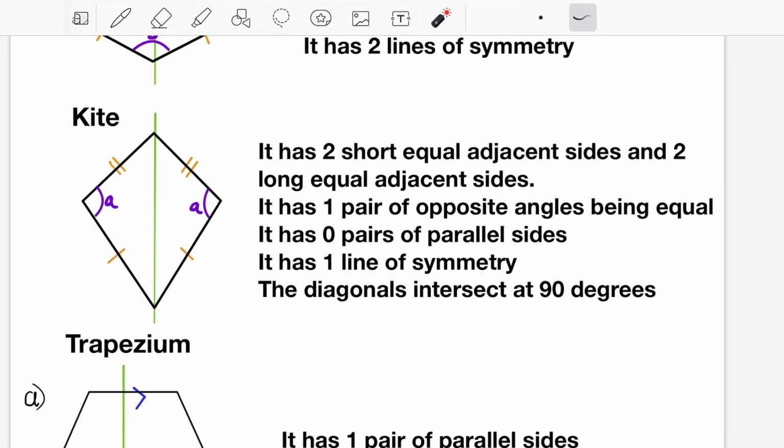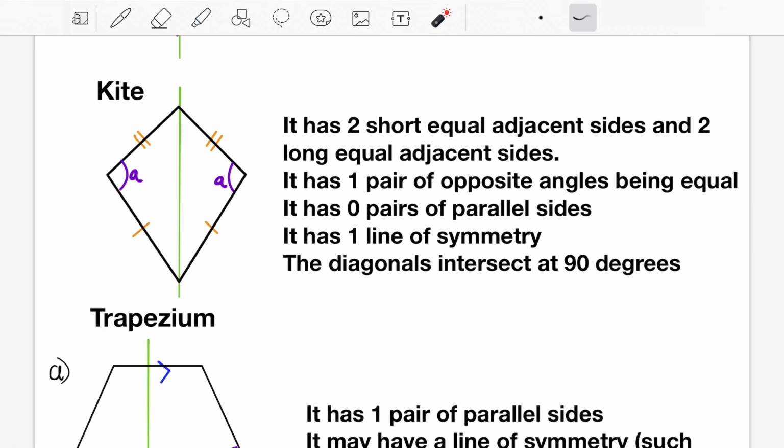Next we have the kite. The kite has two short equal sides and two long equal sides. It has one pair of opposite angles being equal and one line of symmetry. The diagonals intersect at 90 degrees.